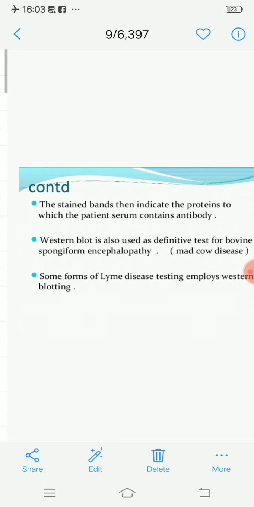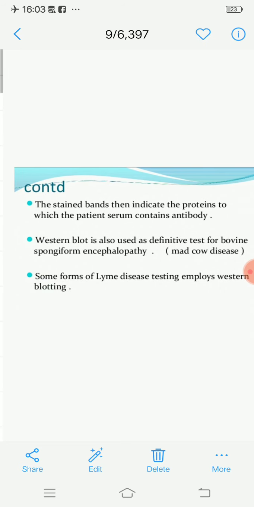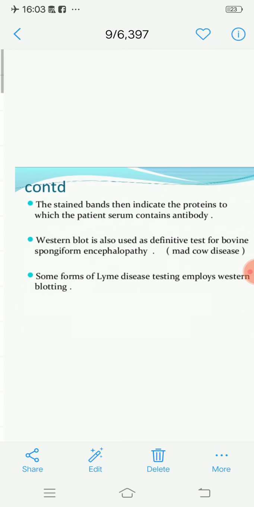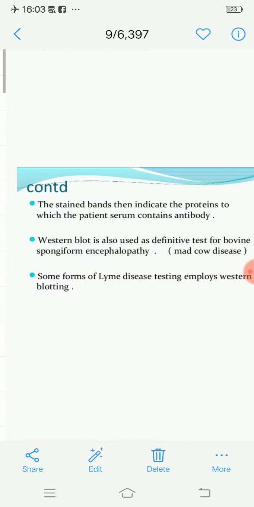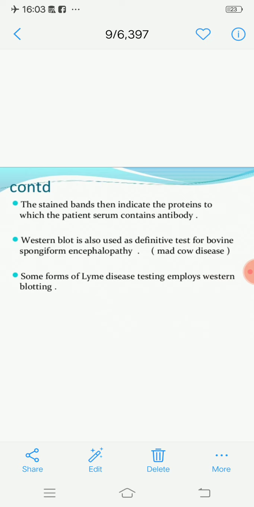It is a type of disease which probably affects the nervous system. So it is harmful, and Western blot is used to detect that disease. Then there is another disease, Lyme disease.